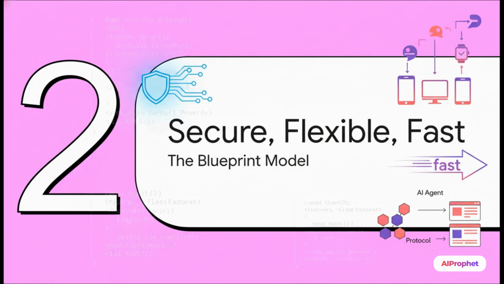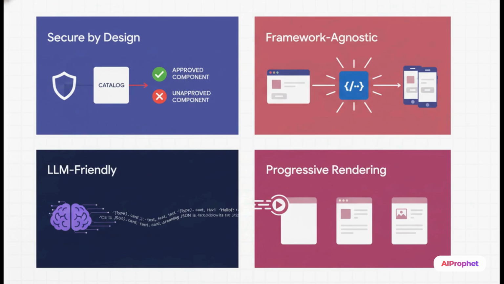You know, this blueprint model isn't just some clever trick. It has some really profound benefits. It makes the entire system secure by design, it's incredibly flexible across different platforms, and it's surprisingly fast for the user. Let's break down exactly why this changes the game. So let's run through these. First up, security. You, the developer, you create a catalog of UI components you trust. If the agent asks for something that's not on your list, it just doesn't get rendered.